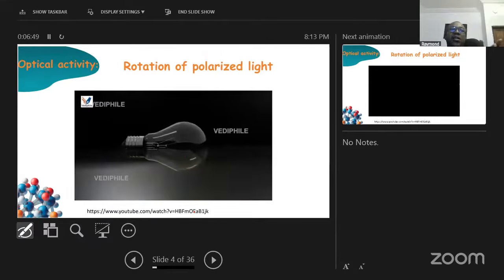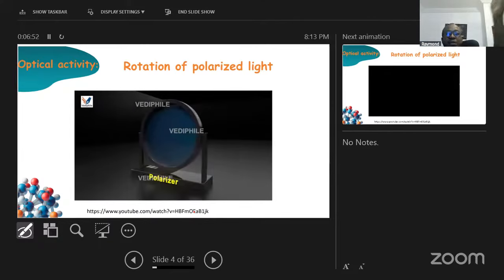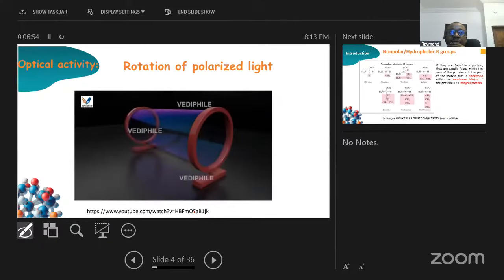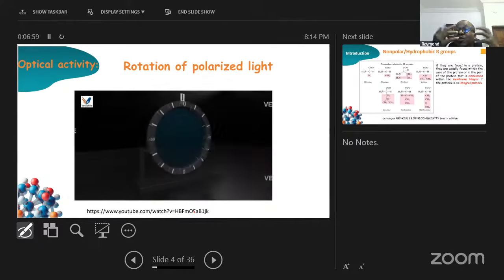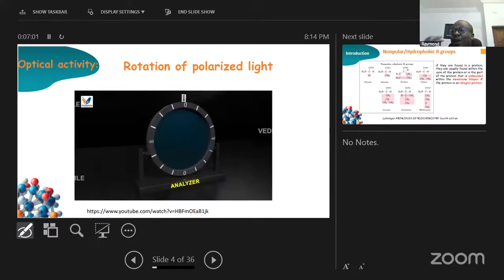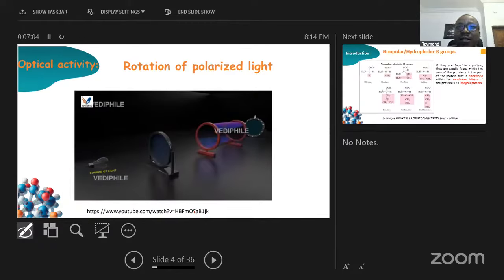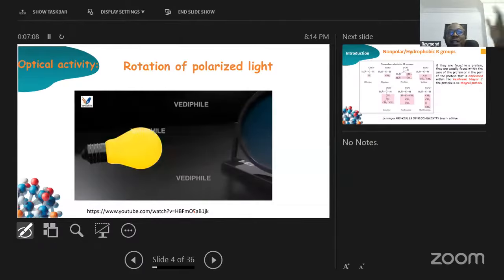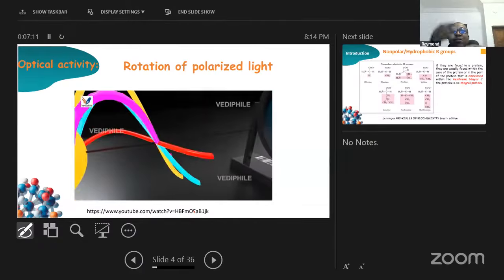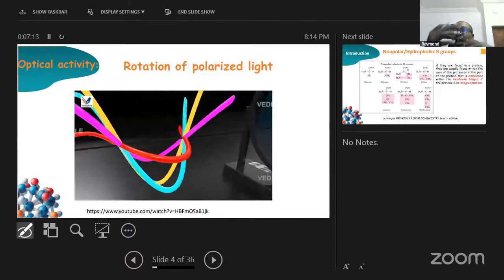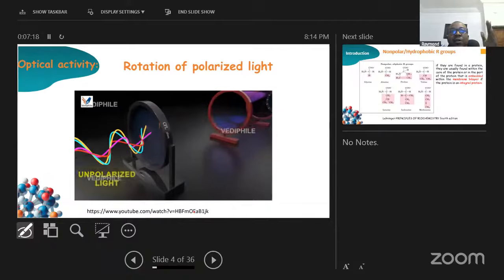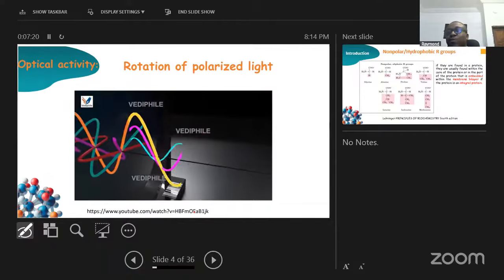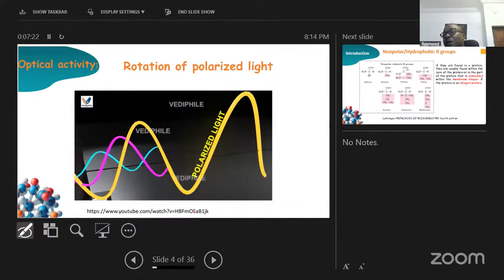Okay, you can see this is light. This is the polarizer. Then we have the sample tube, the container that contains your sample, either D-glucose or L-glucose. You can see the angle of the analyzer. So if the light source is coming, this is a white light, so it has actually different light rays. So the light will come into the polarizer. The polarizer will streamline the light into one particular light, which is the polarized light.